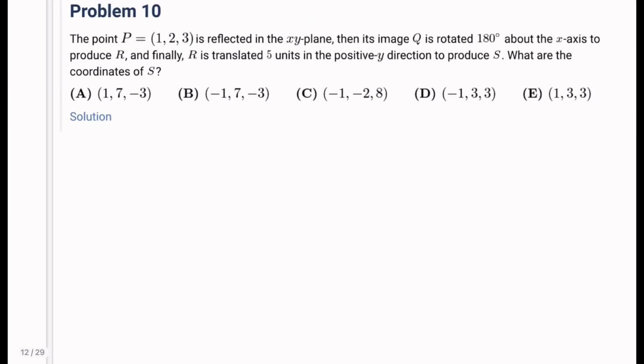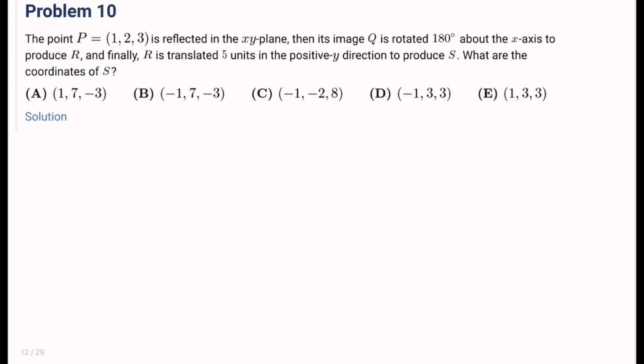It's C. Number 10. The point P equals (1, 2, 3) is reflected in the xy plane, then its image Q is rotated 180 degrees about the x-axis to produce R, and finally R is translated 5 units in the positive y direction to produce S. What are the coordinates of S?